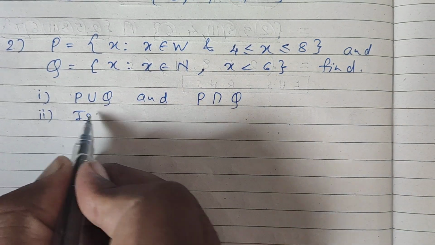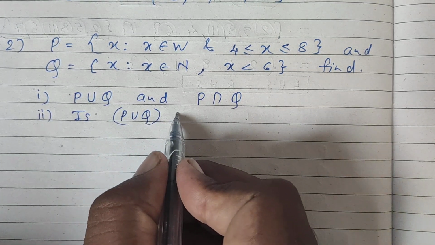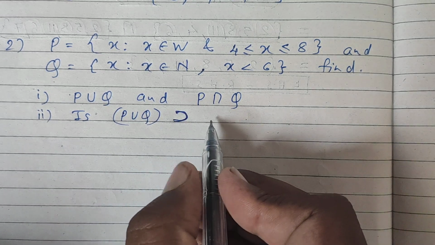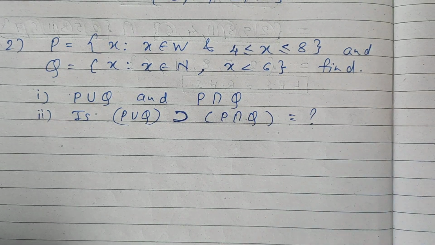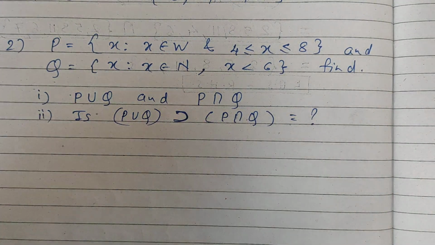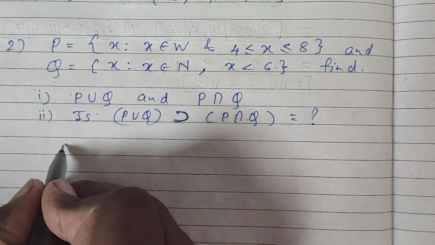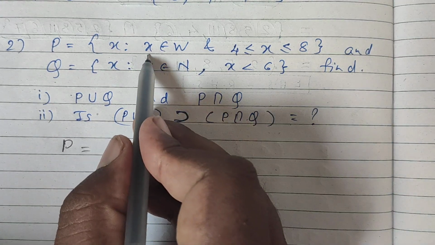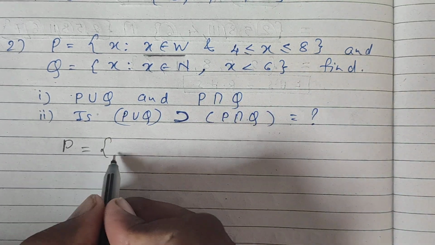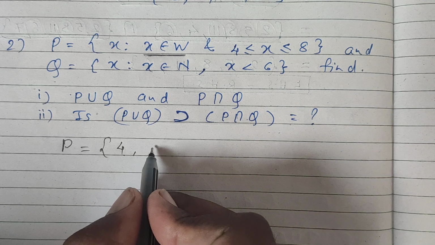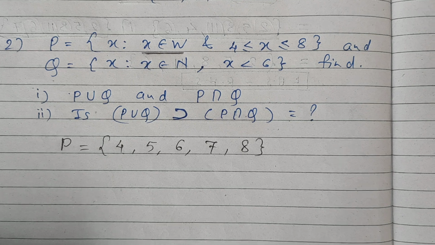Second, is P union Q a superset of P intersection Q? This is the symbol for superset. This relation we want to find out, whether it is correct or not. Okay. So first of all, convert both of the sets into roster form. Let us write the P set. X belongs to the whole numbers such that x is greater than or equal to 4, less than or equal to 8. So 4, 5, 6, 7 and 8. This is the P set.